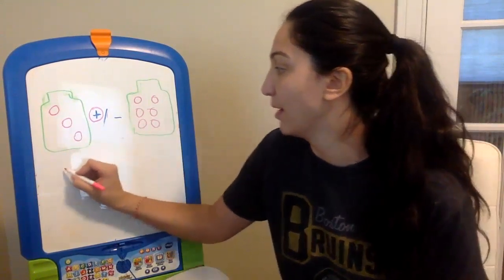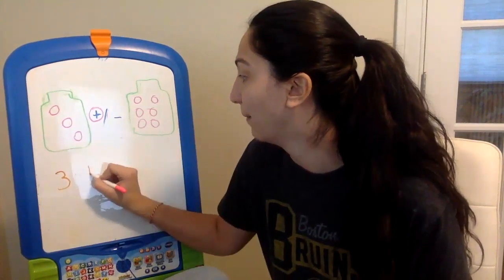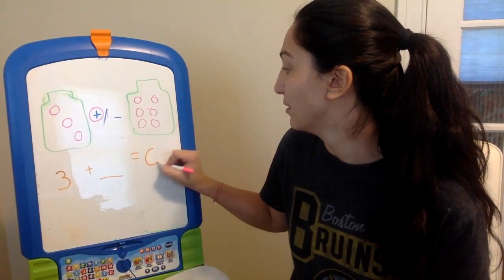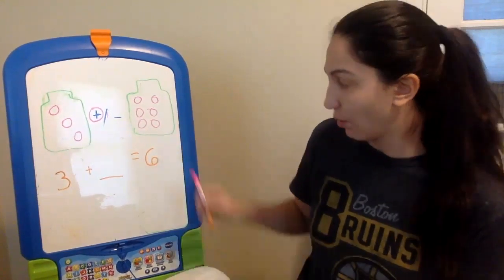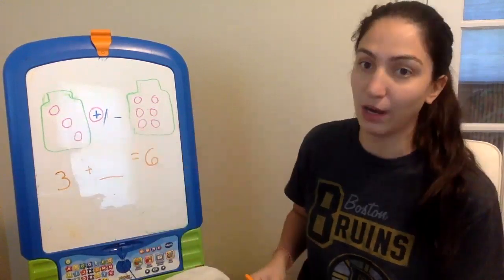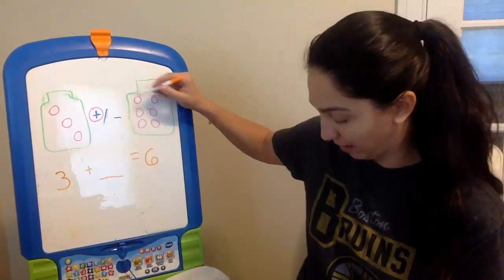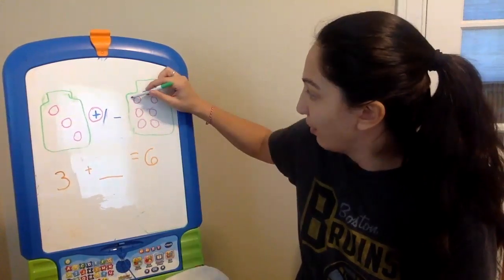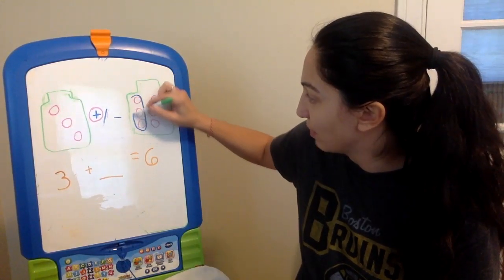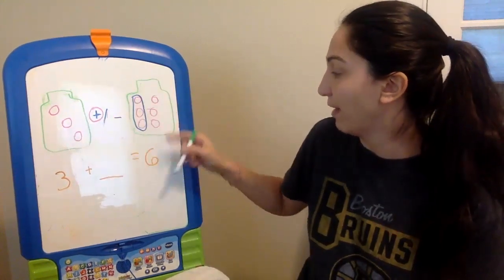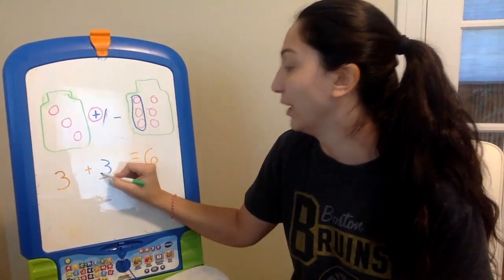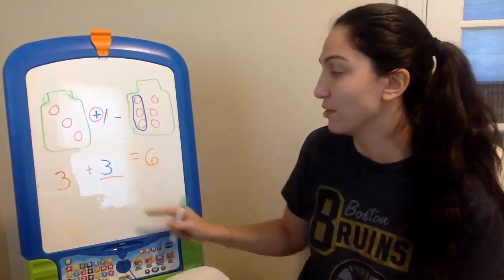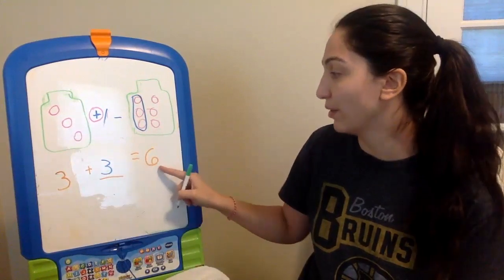So I'm going to write my number sentence. 3 plus what number? It's going to give me 6. So over here, I'm going to circle the 3 that I already had. Let me do it in a different color. I already had 3. So 1, 2, 3. That's the 3 that was in my jar before, and I'm left with 3. Good job. So my unknown number is 3. So 3 plus 3 equals 6.